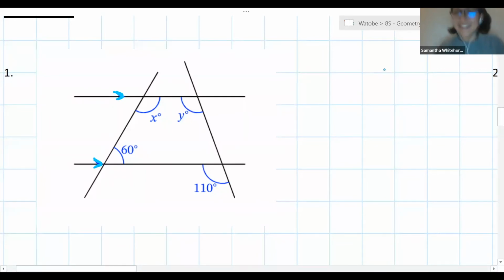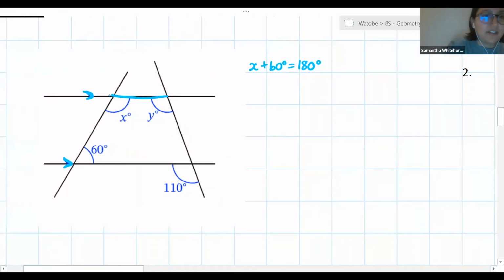Okay, first we are going to say x plus 60 is equal to 180 degrees. Perfect. Then and what's your reason? Co-interior angles are supplementary. Yes.